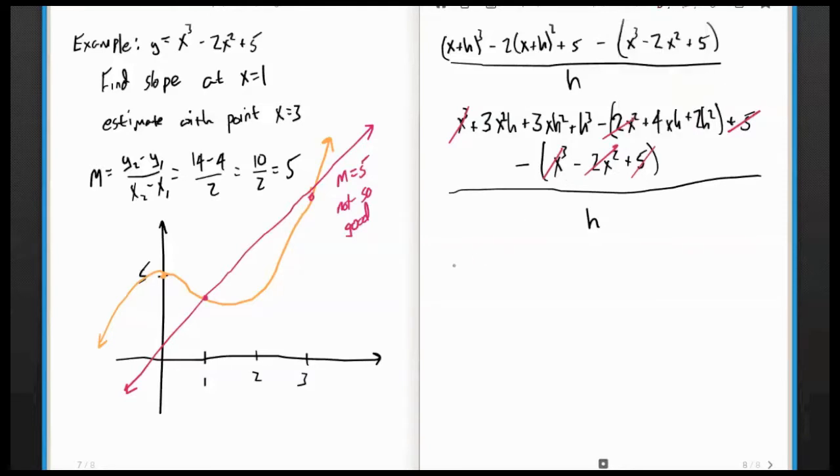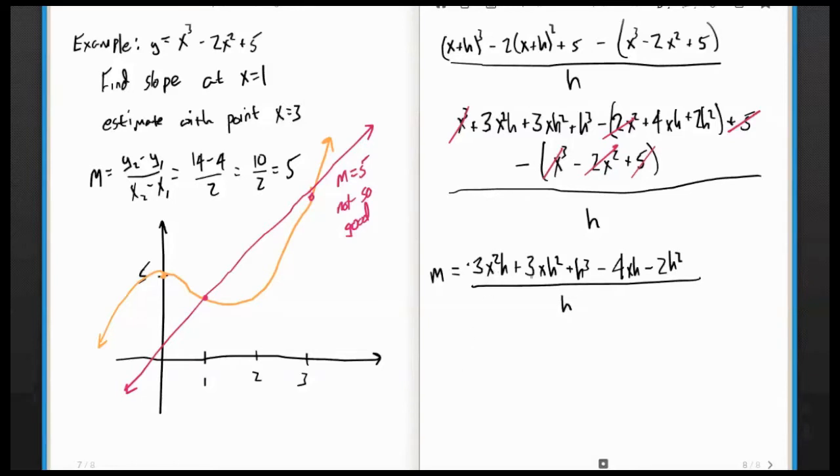So this cleans up a lot. So m equals, let's write it up here, 3x squared h plus 3xh squared plus h cubed minus this thing here, so minus a 4xh, and then minus a 2h squared, and then the 5's go, everything else is gone. Holy cow. And all this goes over h still.